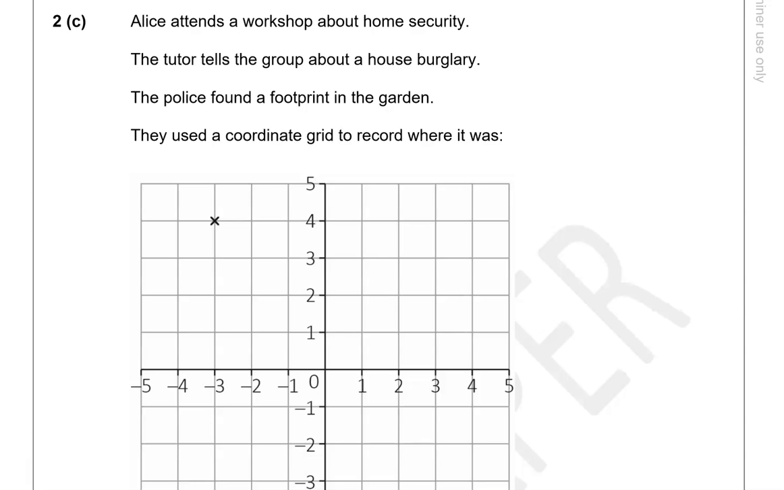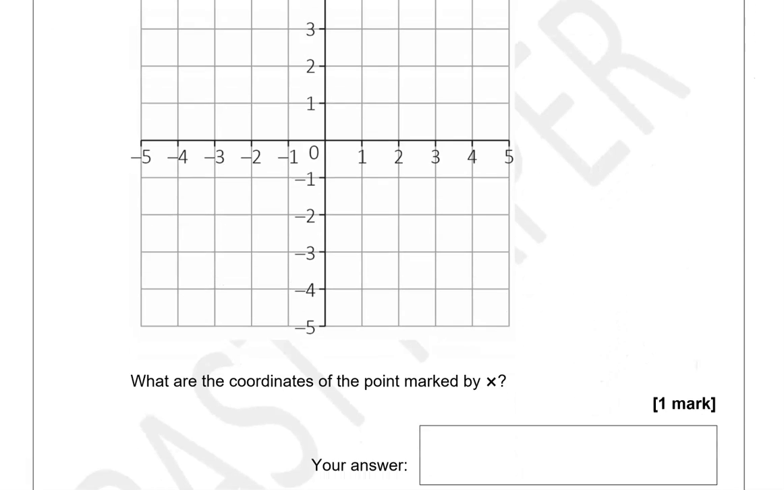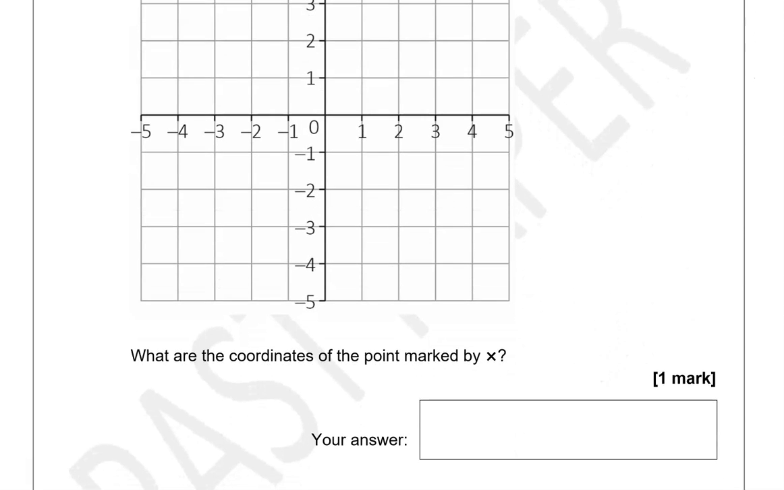Alice attends a workshop about home security. The tutor tells the group about a house burglary. The police found a footprint in the garden. They used a coordinate grid to record where it was. What are the coordinates of the point marked by X?